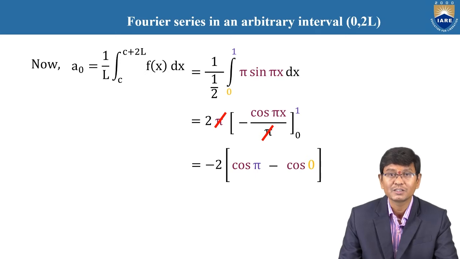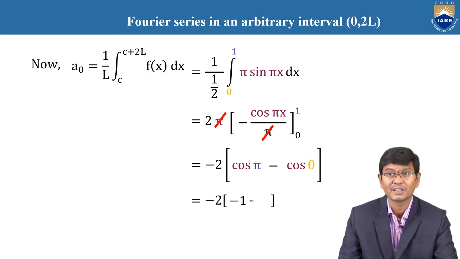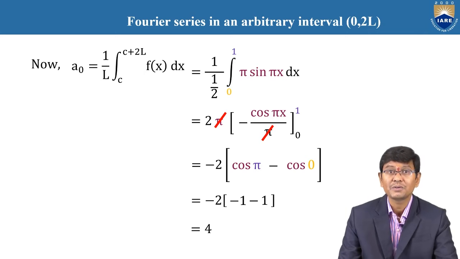Here we know that cos π is equal to minus 1, and minus cos 0 is also minus 1. Therefore, the total value of a naught is clearly equal to 4 only. And similarly, we are required to find the second one, that is, the aₙ value.